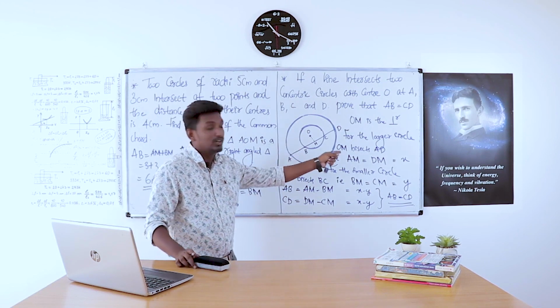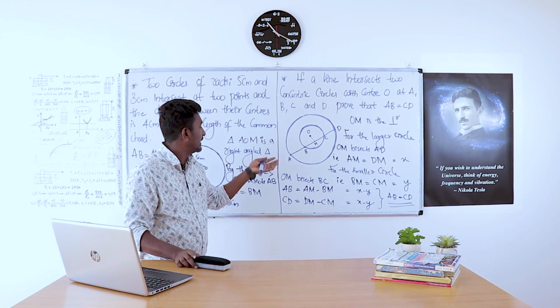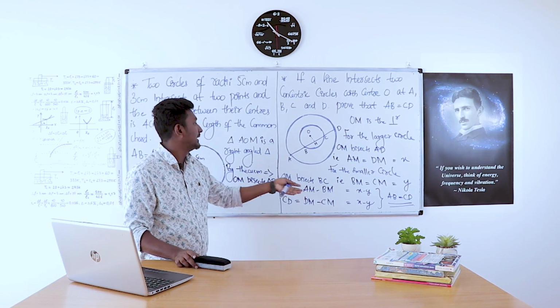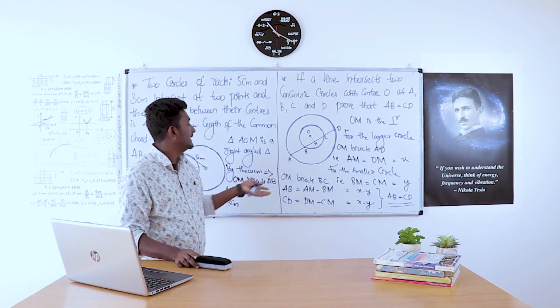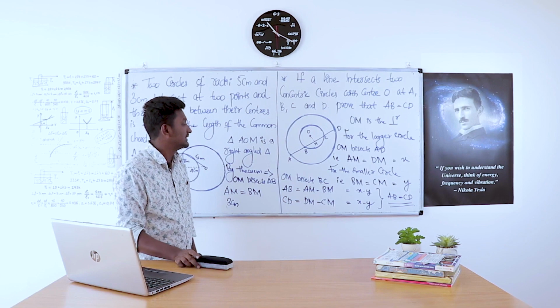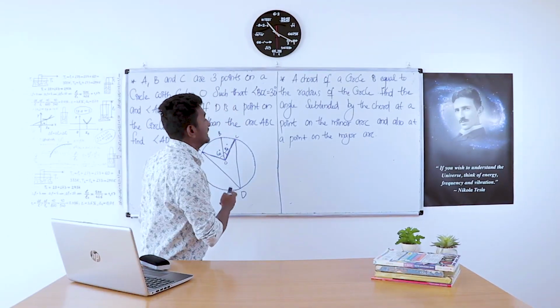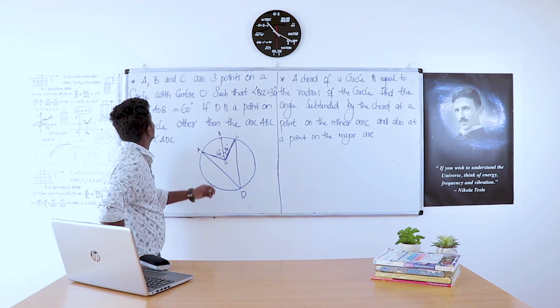So, first of all, we know that AM is equal to DM and BM is equal to CM. So, AB is AM minus BM and CD is DM minus CM. If both these are same, then AB is equal to CD. Clear? Okay. Now, look at this next question, which is the third question.